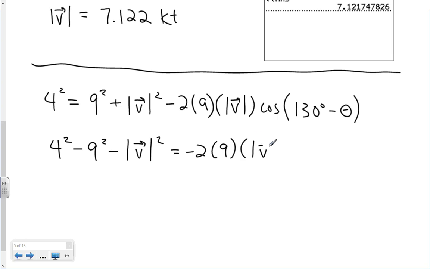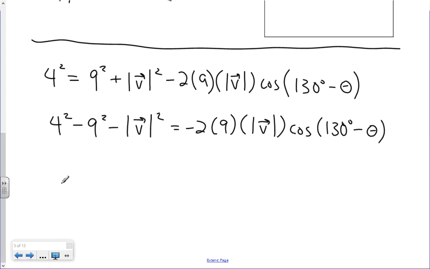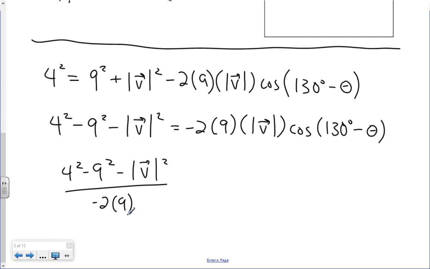The right side stays the same here, or what's left, I should say, stays the same. And now divide by this coefficient, the negative 2 times 9 times the magnitude of vector v. That's the cosine of 130 degrees minus theta.